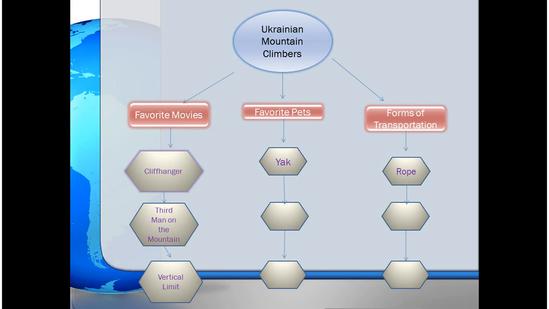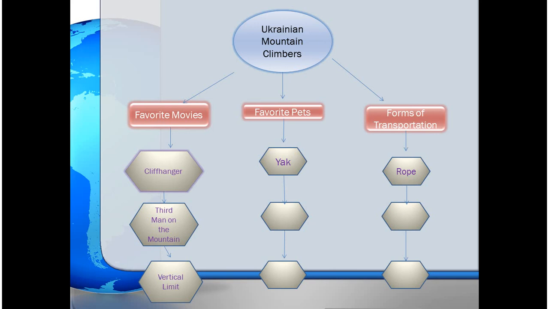And as far as forms of transportation, I do know that mountain climbers use rope a lot in climbing and in descending from the mountain. So rope might be a form of transportation. And we may find some others as we begin to do our research. But you can see here that we have our themes that are common to both cultures, both the Ukrainian mountain climbers and, in my case, the Austrian salt miners. So these themes, the ones depicted in the rose color here, are going to be the same in both of my concept maps.